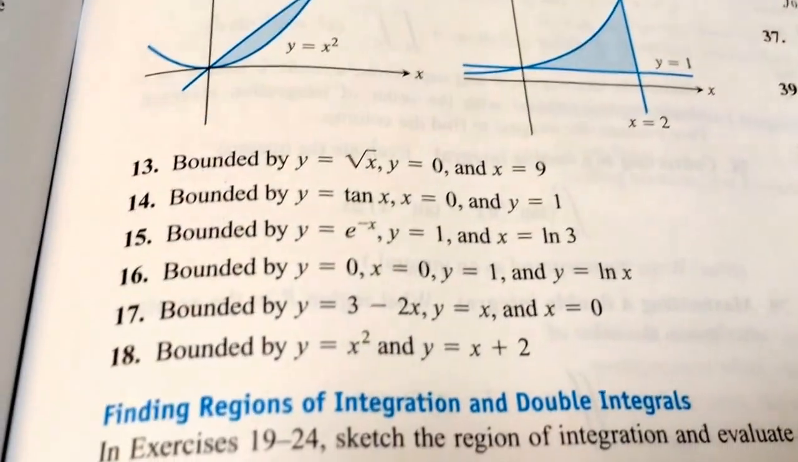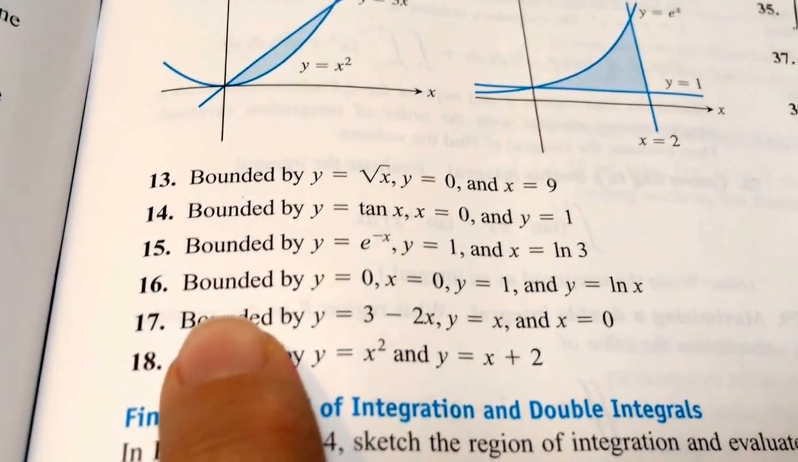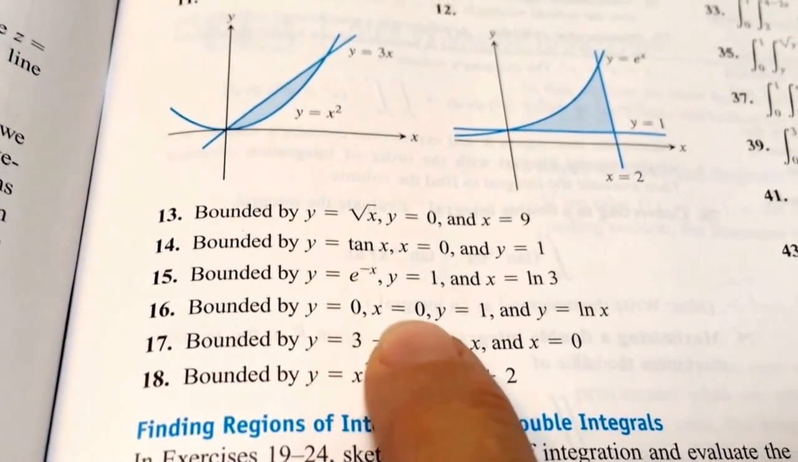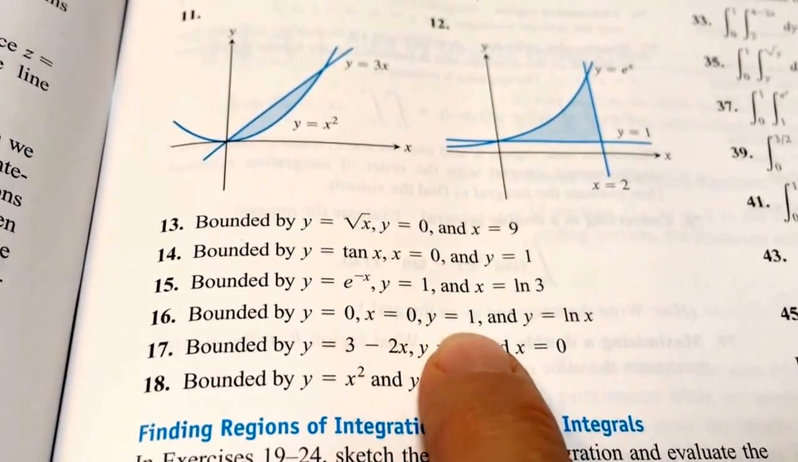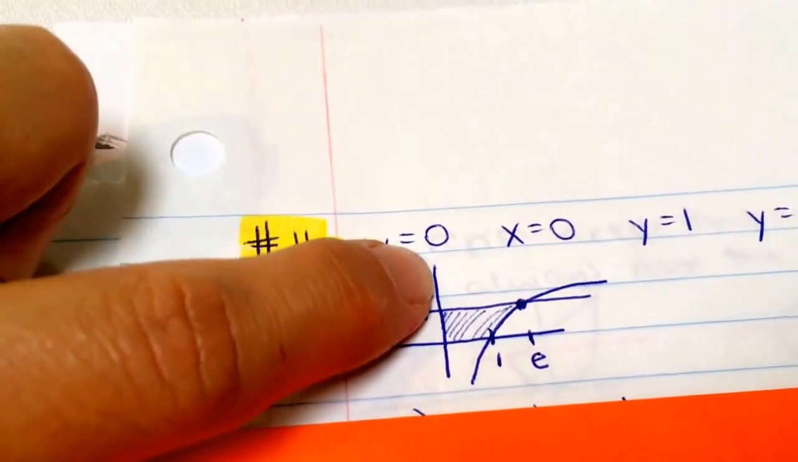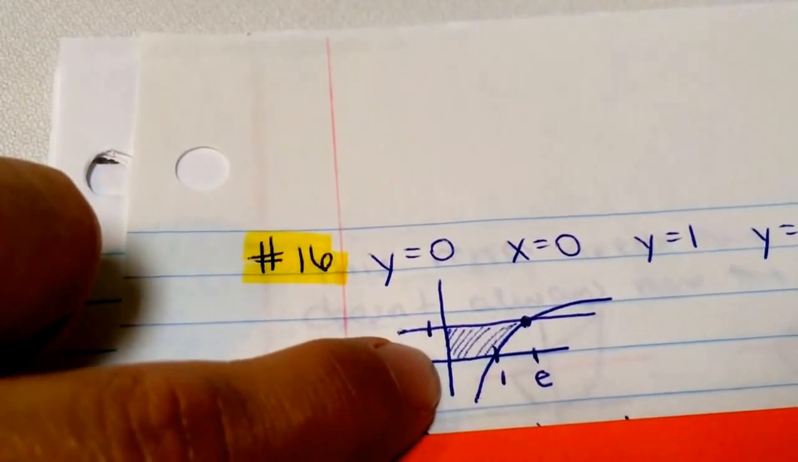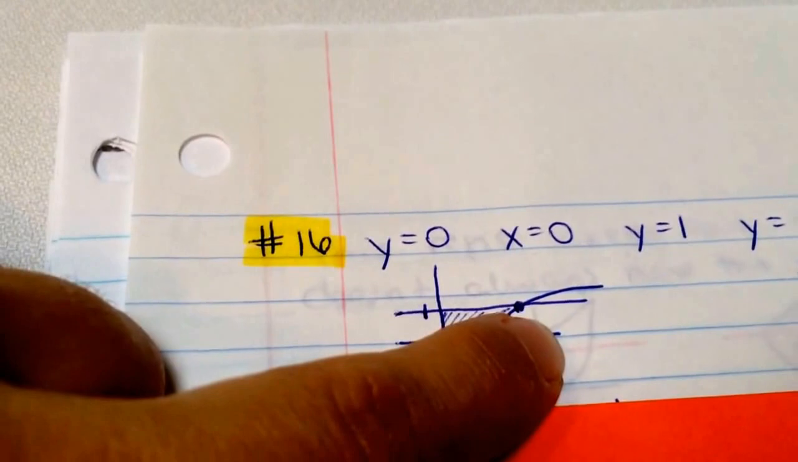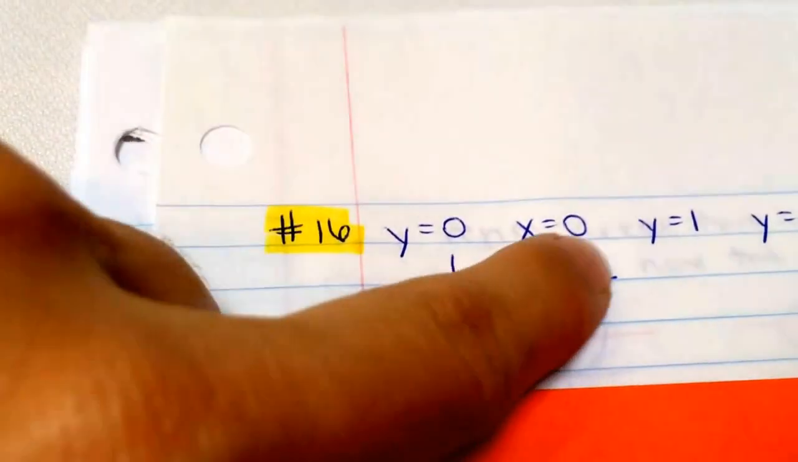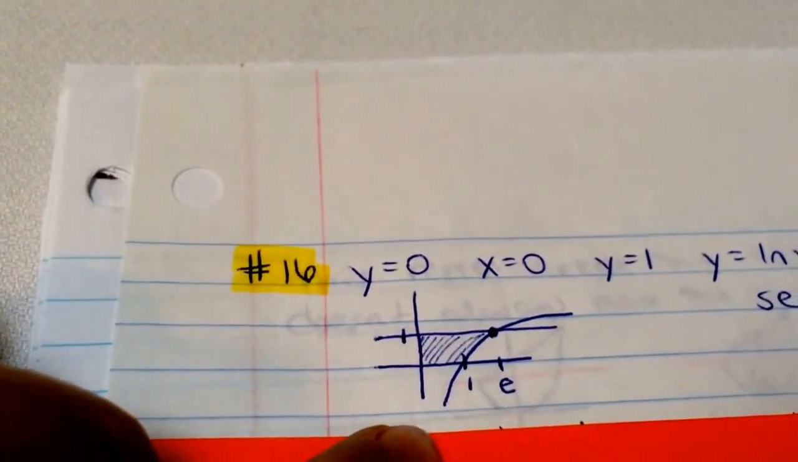Okay, so let's look at another one of these where they don't give us the picture. We're going to look at number 16. So number 16, you have y equals 0, which is the x-axis, x equals 0, which is the y-axis, y equals 1, and y equals ln of x. So you're going to graph all three of those. Here is the y-axis, which is x equals 0, here the x-axis, which is y equals 0, here's the line y equals 1, and here's the curve y equals ln of x.